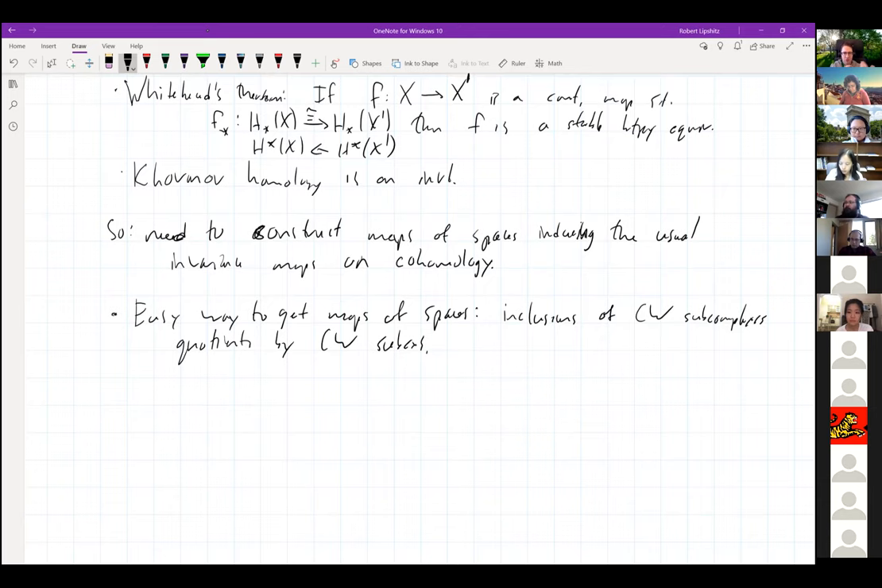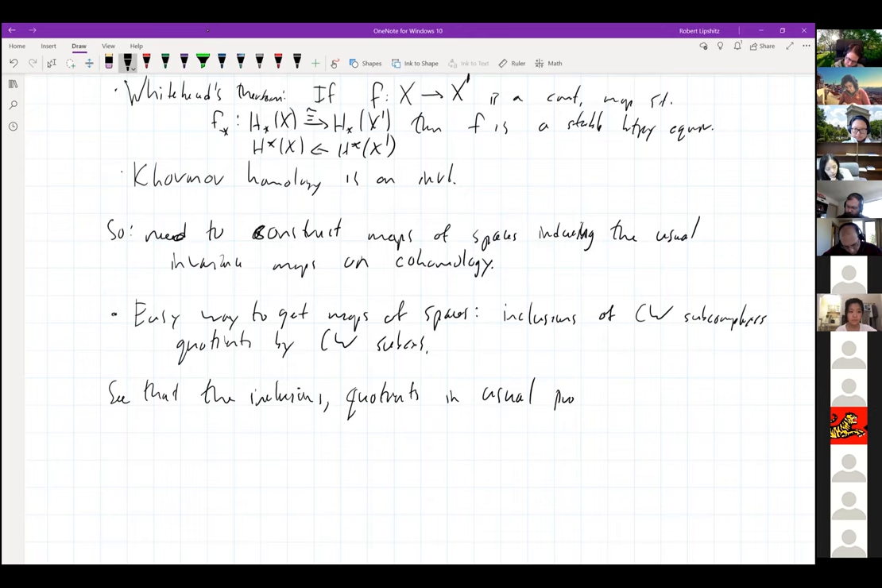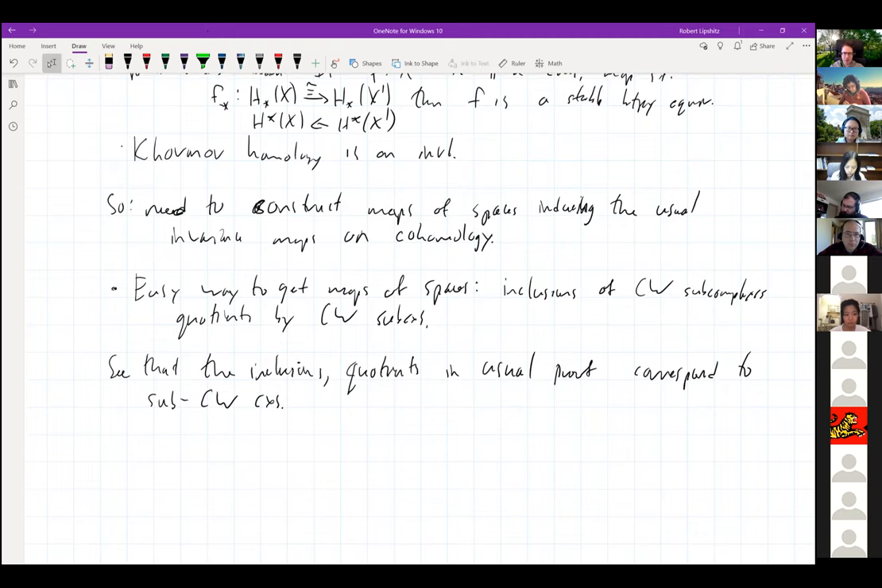So see that the inclusions and quotients in the usual proof correspond to inclusions and quotients of subcomplexes, to sub CW complexes or quotient CW complexes. And it's easy to write down conditions on a functor to the Burnside categories to get a subcomplex: you need some subset of the vertices and some subset so that the corresponding matrices work out. We called it, I think, an insular subfunctor. Okay. I think that's all I wanted to say about invariance.